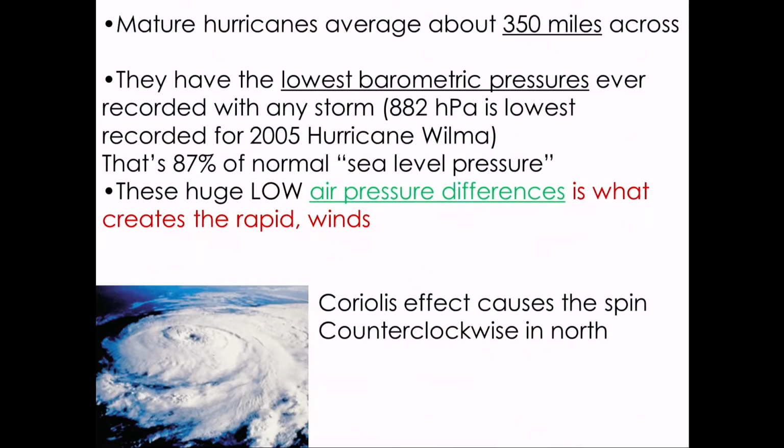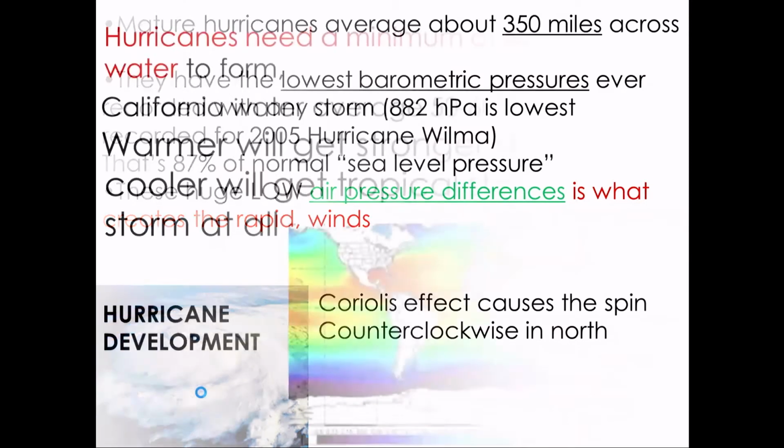It almost fuels itself. Now, in the northern hemisphere, because of the Coriolis effect, hurricanes spin counterclockwise. In the southern hemisphere, they obviously spin the other way, clockwise. So you can always tell what hemisphere a hurricane or typhoon or cyclone is in based on which way it's spinning. So this one's counterclockwise, that's going to be northern hemisphere.